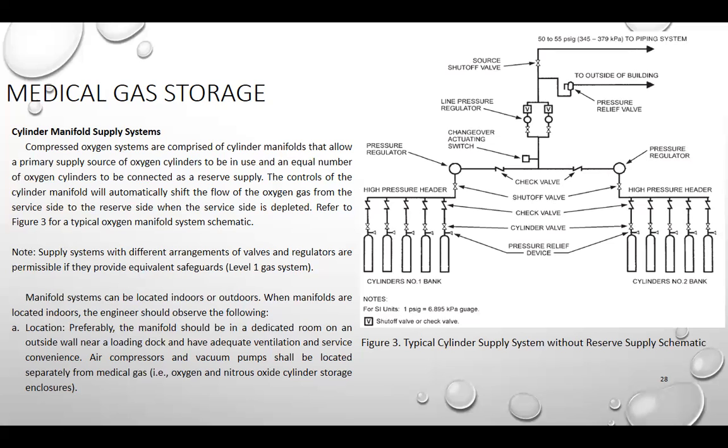Level 1 system. Manifold systems can be located indoors or outdoors. When manifolds are located indoors, the engineer should observe the following. A. Location. Preferably, the manifold should be in a dedicated room on an outside wall near a loading dock and have adequate ventilation and service convenience. Air compressors and vacuum pumps should be located separately from medical gas, oxygen and nitrous oxide cylinder storage enclosures.